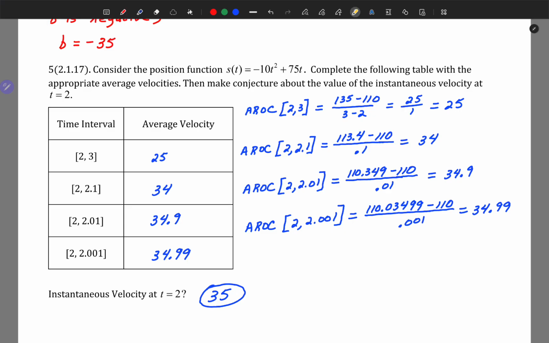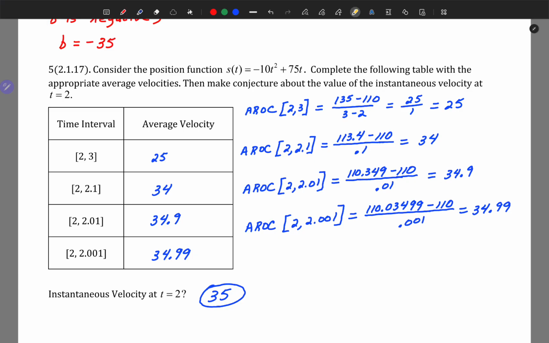And then the average rate of change between 2 and 2.1. In this problem, all I did was I plugged 2.1 into the position function. So that's plugging it into this right here. I got the 113.4. As we've already determined, the position at 2 is still 110. Notice your second term that you're subtracting is always going to be 110 because you're always subtracting s of 2.